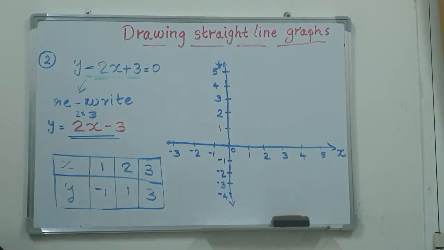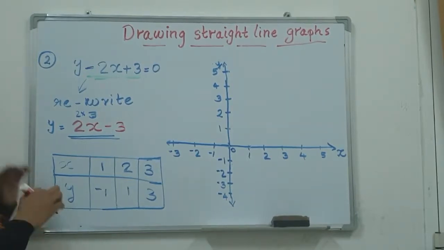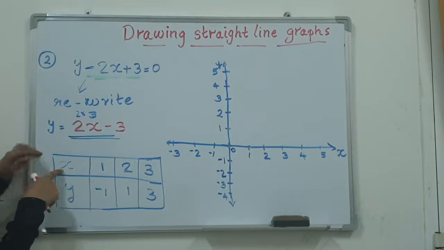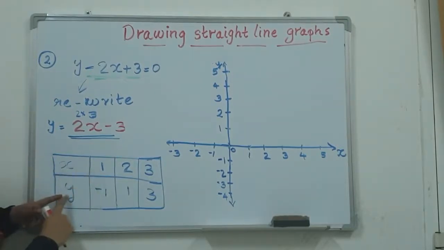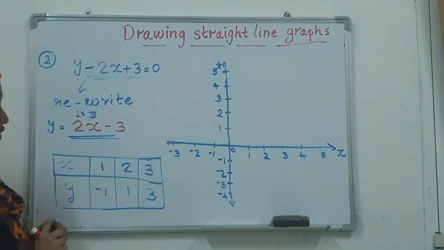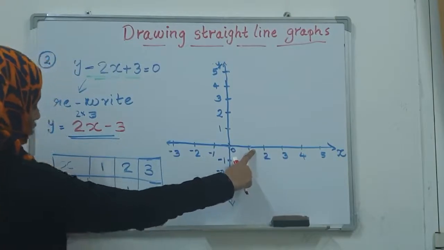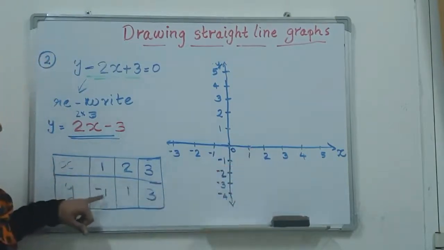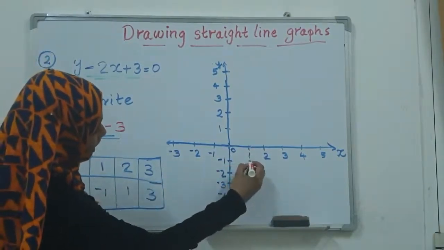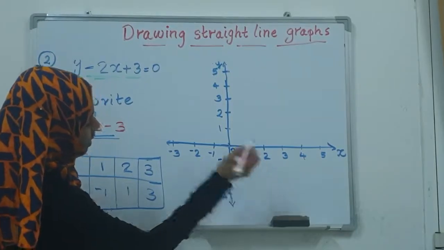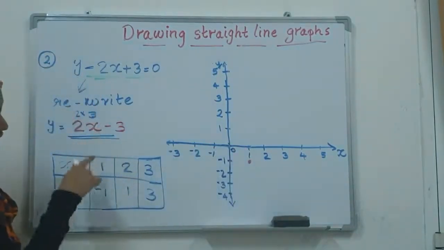We have to plot these points on the grid. So what is the first coordinate? You are choosing the value of x as 1 and y as negative 1. So 1 and negative 1. Where is x? X-axis. You are getting the value of x as 1 and y will be negative 1. So choose the coordinate. So you have got the first coordinate.